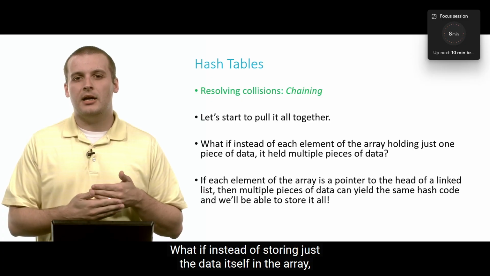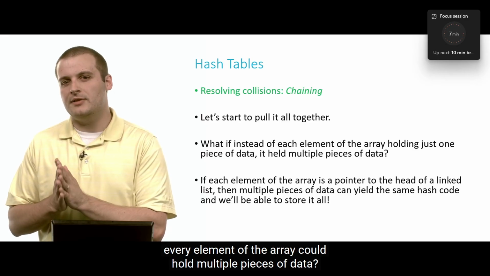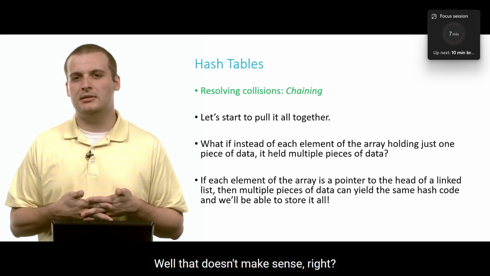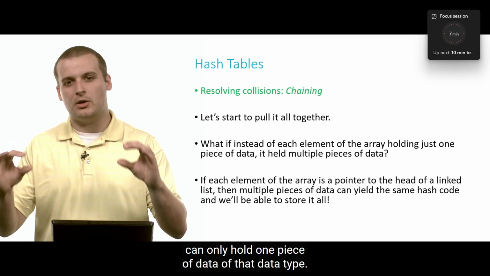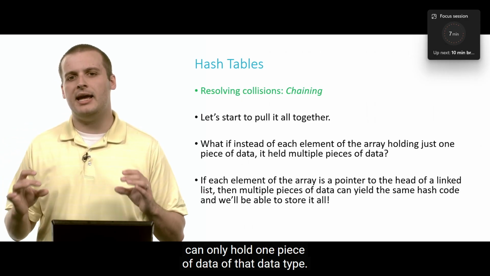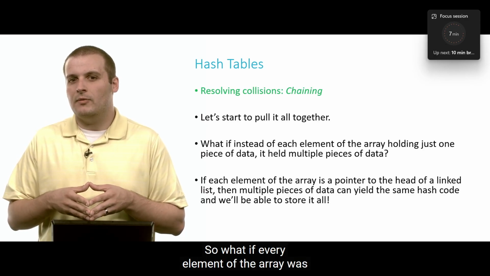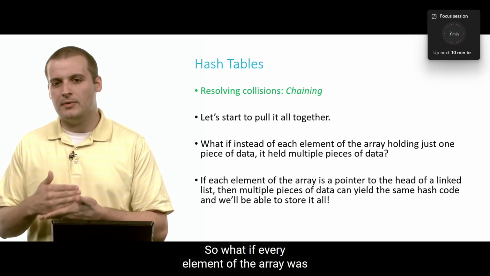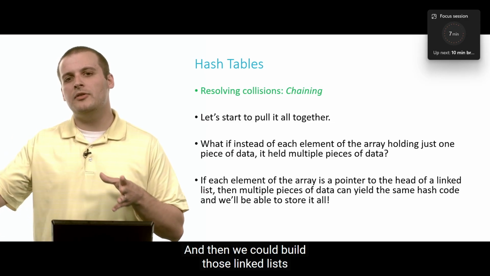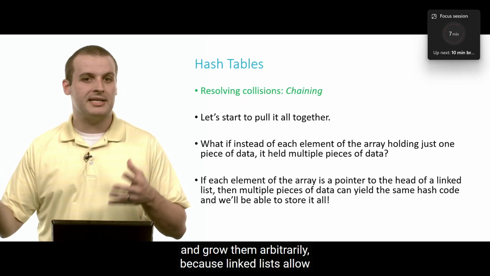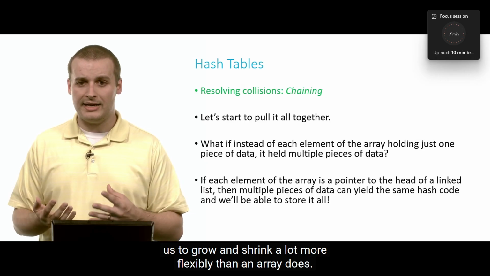What if instead of storing just the data itself in the array, every element of the array could hold multiple pieces of data? Well, that doesn't make sense, right? We know that each element of an array can only hold one piece of data of that data type. But what if that data type is a linked list? So what if every element of the array was a pointer to the head of a linked list? And then we could build those linked lists and grow them arbitrarily, because linked lists allow us to grow and shrink a lot more flexibly than an array does.